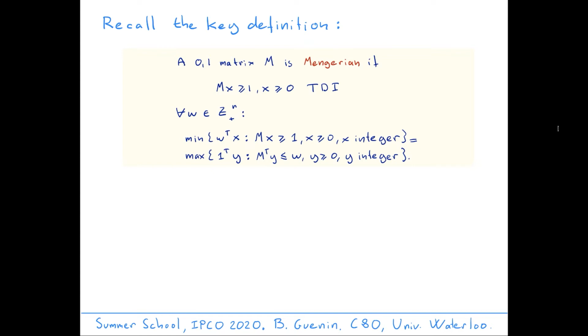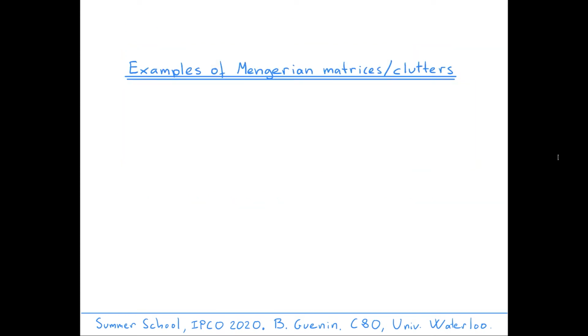And as we saw in the first lecture, this is equivalent to having the primal dual min-max relationship, where the minimization problem is the set covering problem and the maximization problem is its integer dual, and we want this to hold for every non-negative integer objective function of the set covering problem. In addition, for every 0,1 matrix, we have an associated clutter, and we're going to say that that clutter is Mengerian if the corresponding matrix is Mengerian. So let's look at some examples of Mengerian matrices, or equivalently clutters.